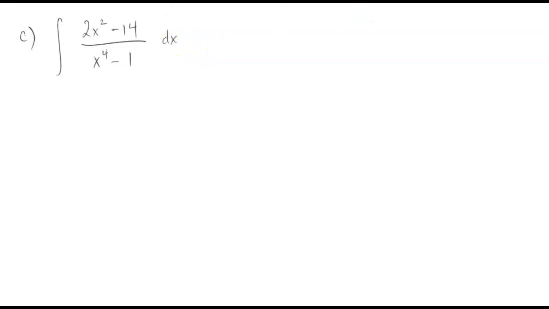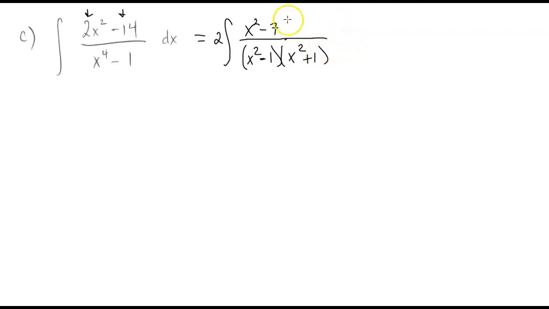So starting this example here, we see that we have a common factor of 2 in both terms in the numerator. So we're going to go ahead and factor that out. And what we have left in the numerator is x squared minus 7. In the denominator, we can factor that out to x squared minus 1 times x squared plus 1. And of course, all of that will be times dx here.